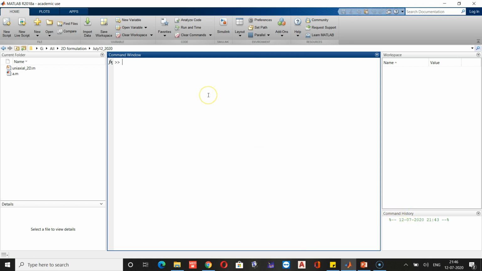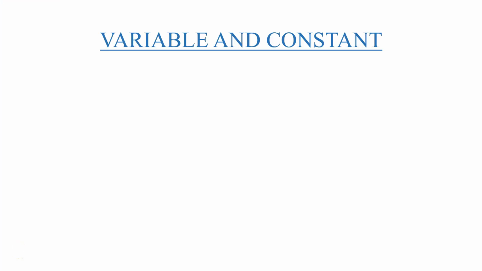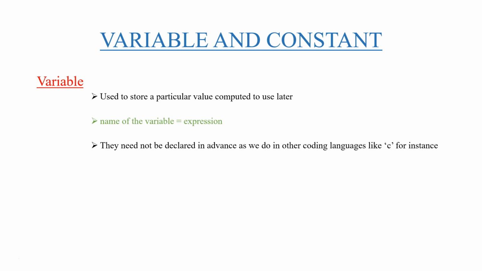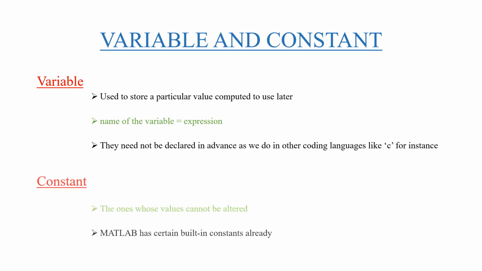All right. As I said, we will be seeing what is meant by a variable and what is meant by a constant. This is what the slide we are seeing is about. A variable is used to store a particular value which we compute using an expression, to use it later. The name of the variable equal to the mathematical expression is the way a variable is used in MATLAB. I will tell how this is to be used in real time. Variables need not be declared in advance as we do in other coding languages like C or C++, for instance.